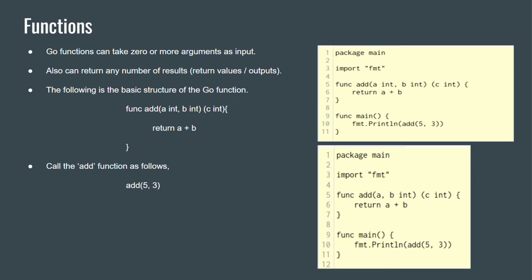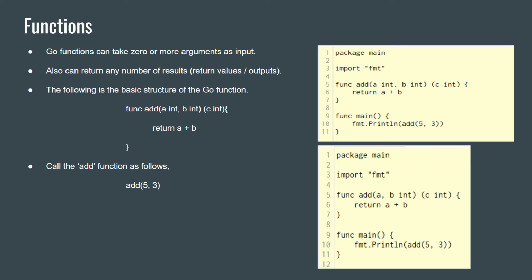Then after, we keep a space and we open another pair of brackets to place our return type with its corresponding data type, if there is any return value generated by our function. Then after, we open a pair of curly brackets. Within that pair of curly brackets, we place our function body.